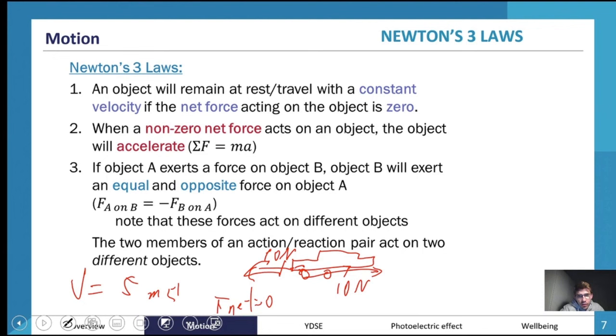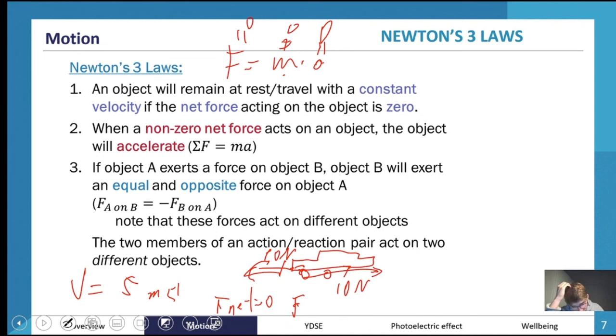And that's why acceleration is equal to zero, right? Because force, F net, is equal to mass multiplied by acceleration. If the net force is equal to zero, then acceleration has to equal zero because mass is always different from zero. Mass can't equal zero, right?